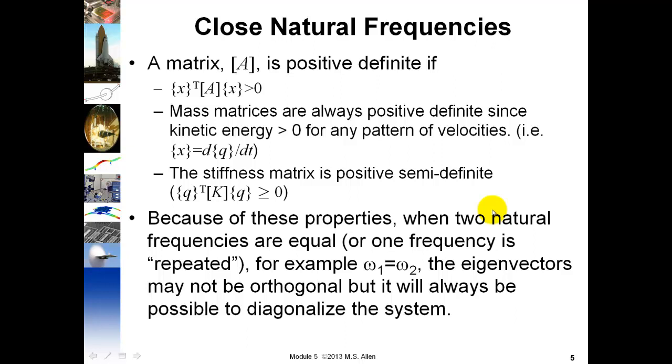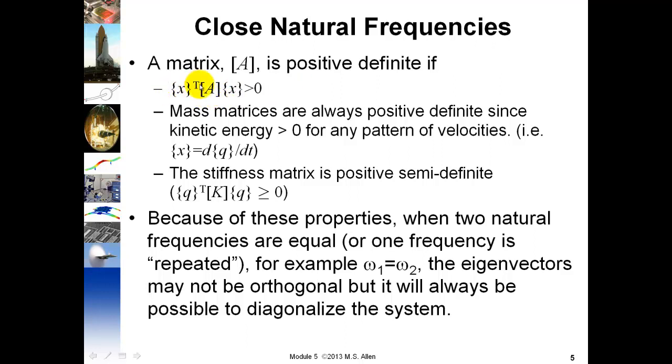The first thing we're going to talk about today is close natural frequencies. And the theory behind this relies on positive definiteness, which I've defined in the slide here. A matrix is said to be positive definite if this product is greater than 0, or in other words, the dot product between any vector x and itself with the matrix in the middle, or using the matrix as a weighting, is greater than 0.